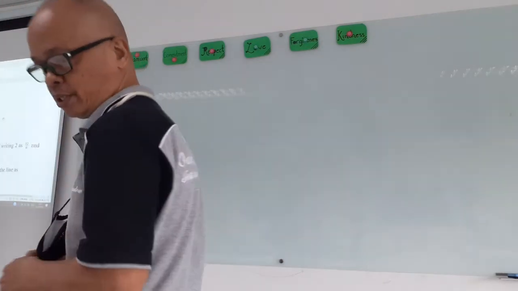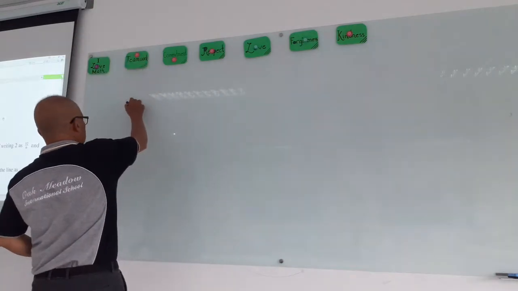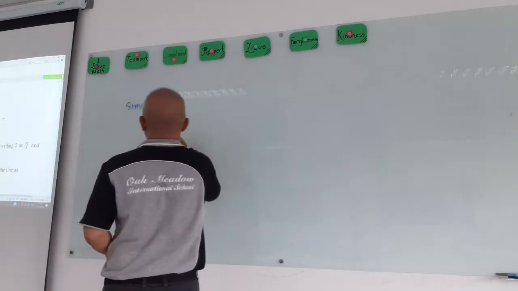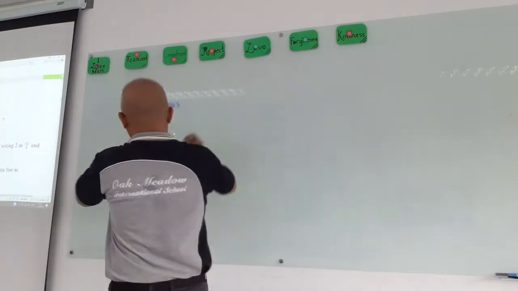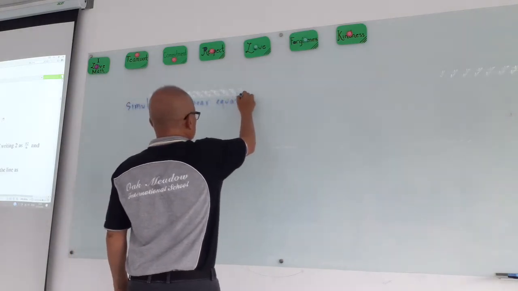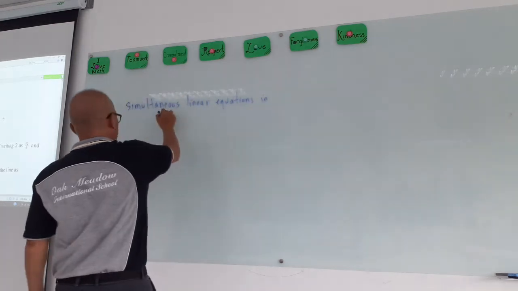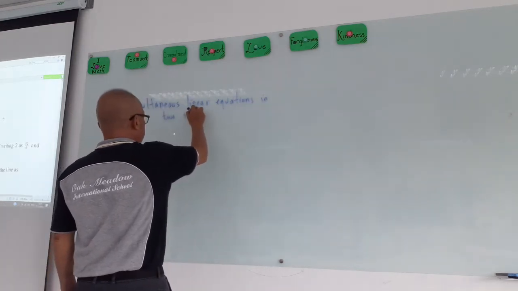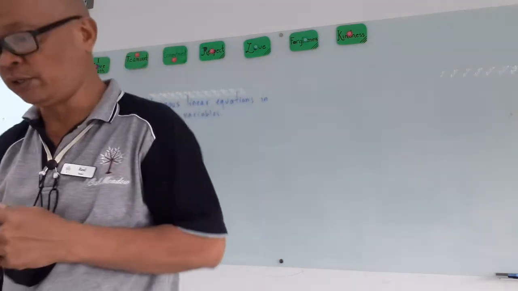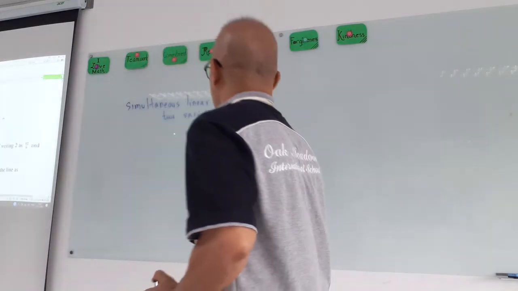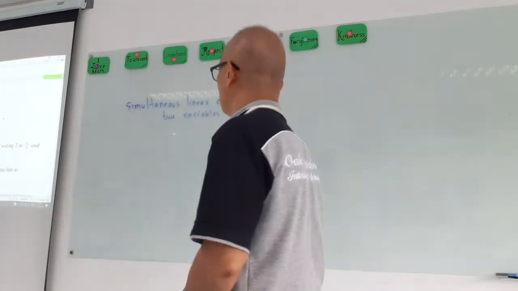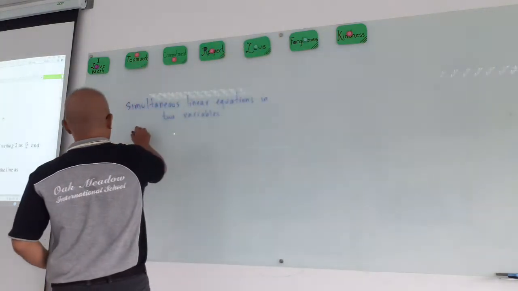We are doing simultaneous linear equations in two variables. So when we say two variables, that's x and y. Now we have two methods here to solve for this.